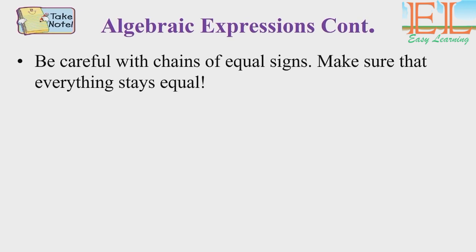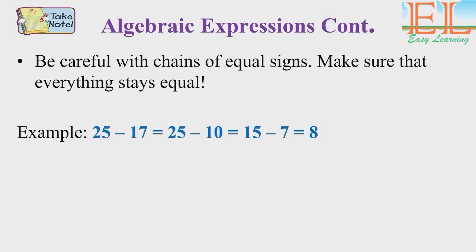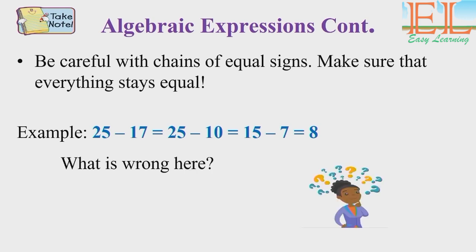Be careful when you are dealing with chains of equal signs, because if one chain is wrong, the whole expression is wrong. Let's look at what is on your screen. You see we have 25 minus 17 equals 25 minus 10 equals 15 minus 7 equals 8. What can you see wrong here? You realize that 25 minus 10 is not equal to 8. Therefore, the whole expression you have written there is wrong.